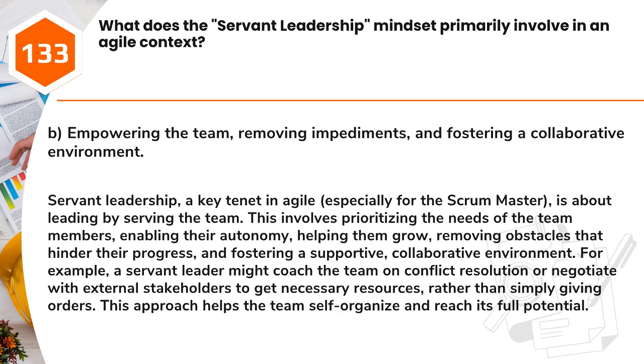Answer: B. Empowering the team, removing impediments, and fostering a collaborative environment. Servant leadership, a key tenet in Agile, especially for the Scrum Master, is about leading by serving the team. This involves prioritizing the needs of the team members, enabling their autonomy, helping them grow, removing obstacles that hinder their progress, and fostering a supportive, collaborative environment.